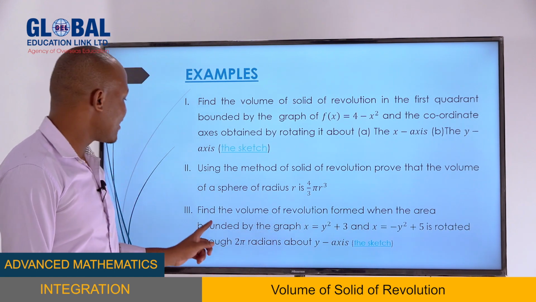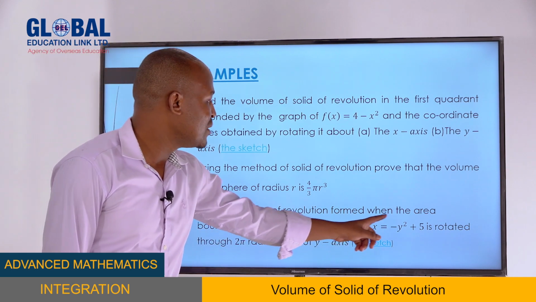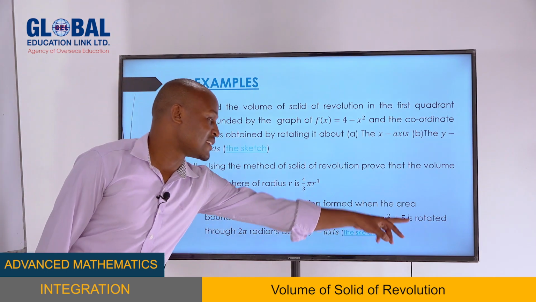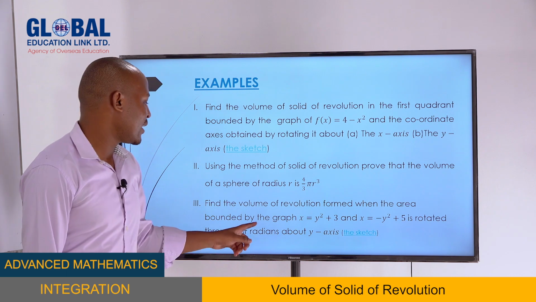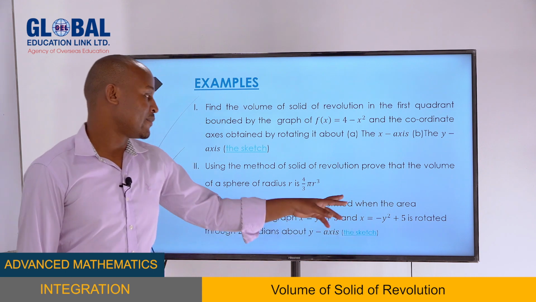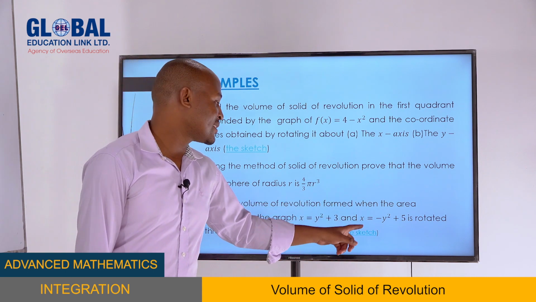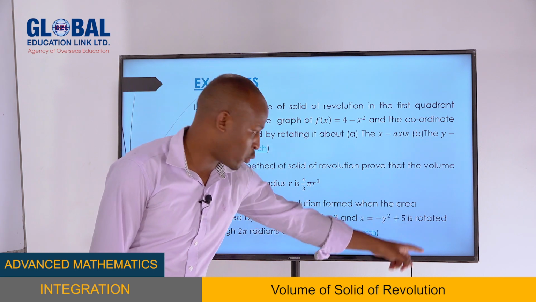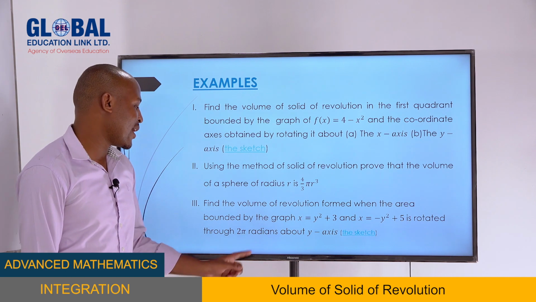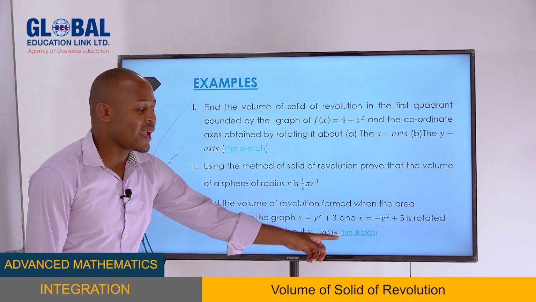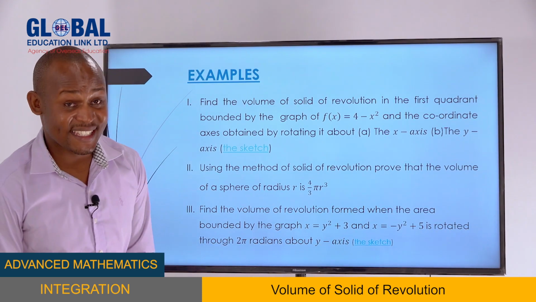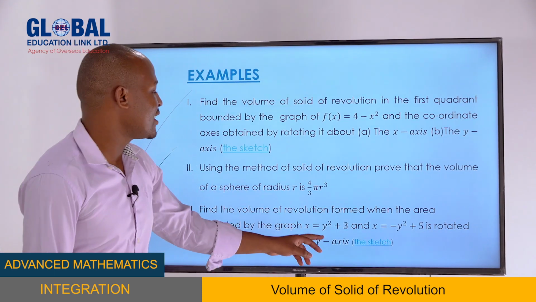It is example number 3. Find the volume of revolution formed when the area bound by the region x equals y squared plus 3, and x equals negative y squared plus 5, is rotated through 2 pi radians about the y axis. Just remember that. That means the area bounded by those curves.